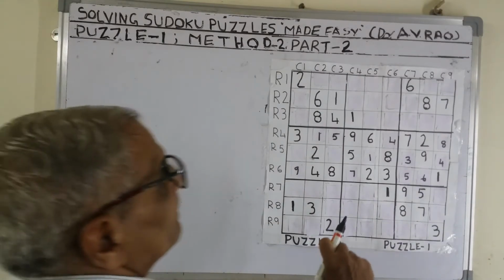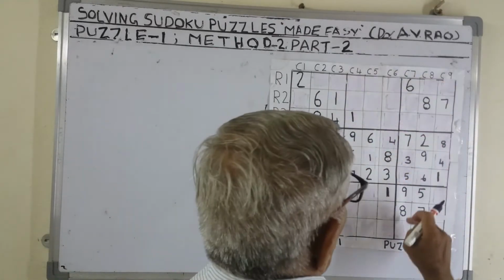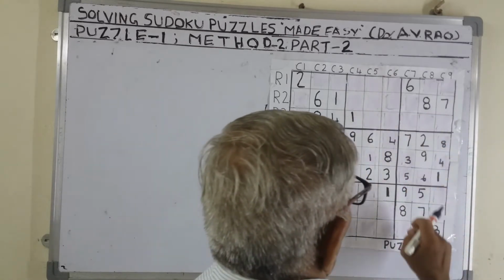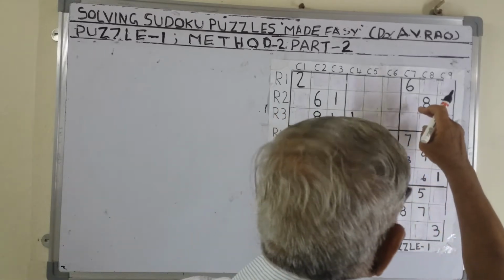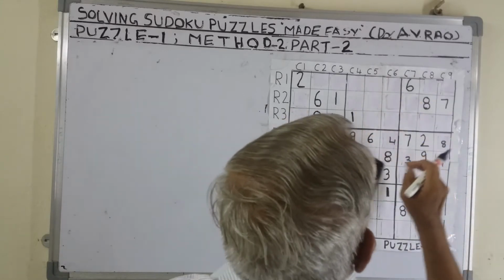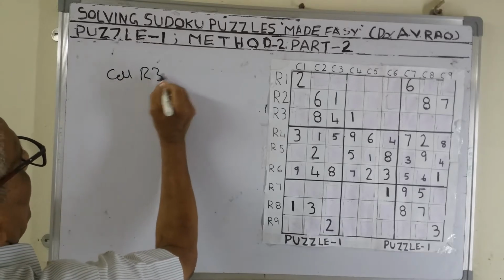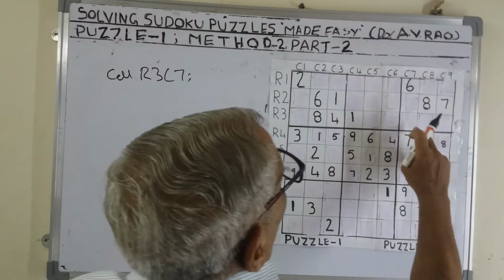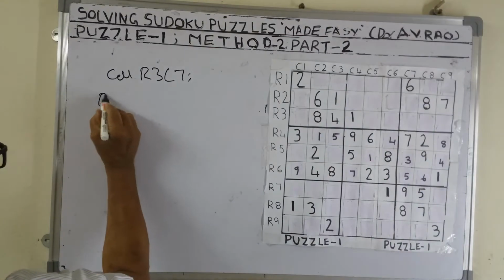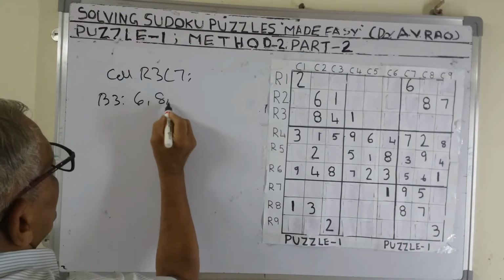Let us take up this column C7. Of course, in C7 many cells are already filled up. So let us take up this one. See, this comes under a box. Let us take up the cell R3C7. So column C, box. This will come under box 3, so B3. What are all the numbers that are present? 6, 8 and 7.